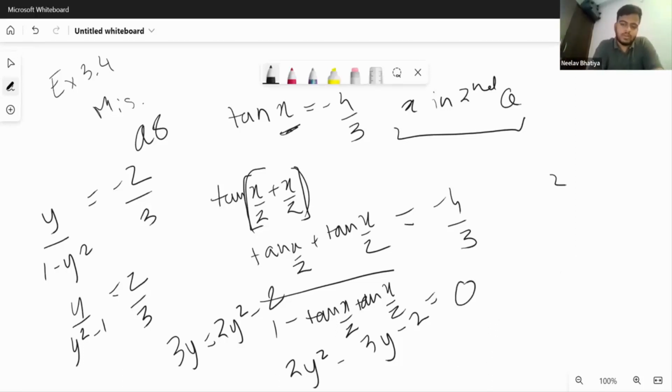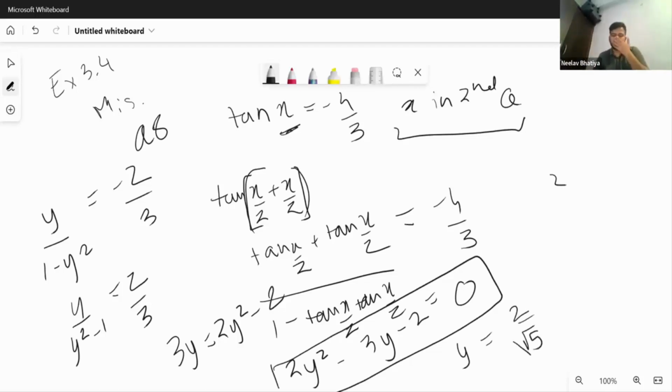So this is the quadratic equation that you're going to get. You're going to try and solve this. And when you solve this, the value of y that you're going to get is 2 upon root 5. You can try doing this as an exercise for yourself and see if you get there.